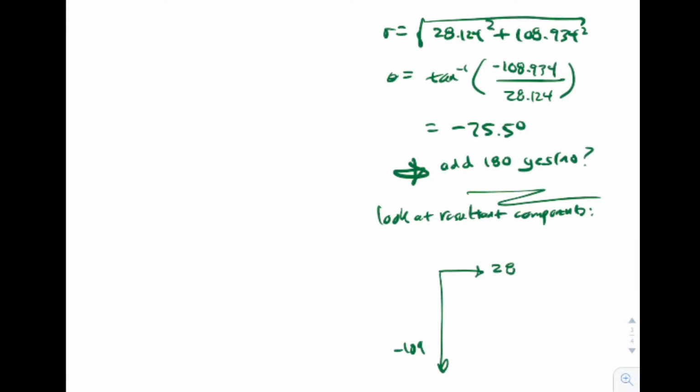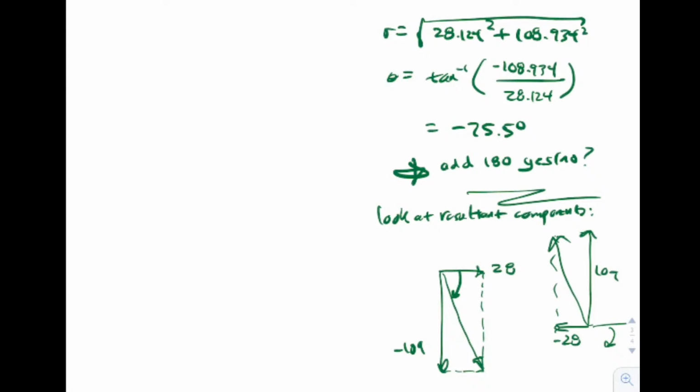Well, that means that the resultant, remember you draw your rectangle, goes through the middle of the rectangle like this. Does this look like negative 75.5 degrees is correct? It does. Now, if we had instead a negative x component of 28 and a positive y component of 109, then we'd say, no, it's not negative 75. You'd have to add the 180 to it. So notice that you'd be doing the same shift tangent. Y over x would be 109 over negative 28, whereas here it's negative 109 over 28, right?